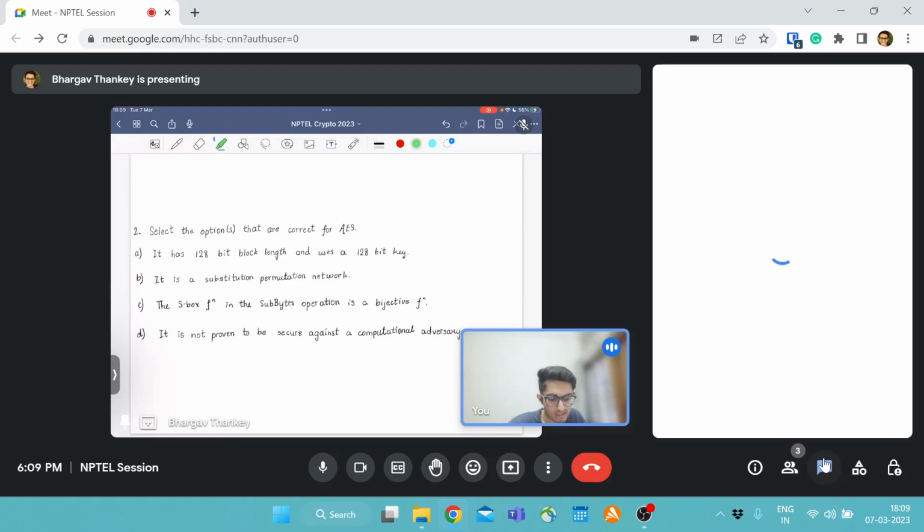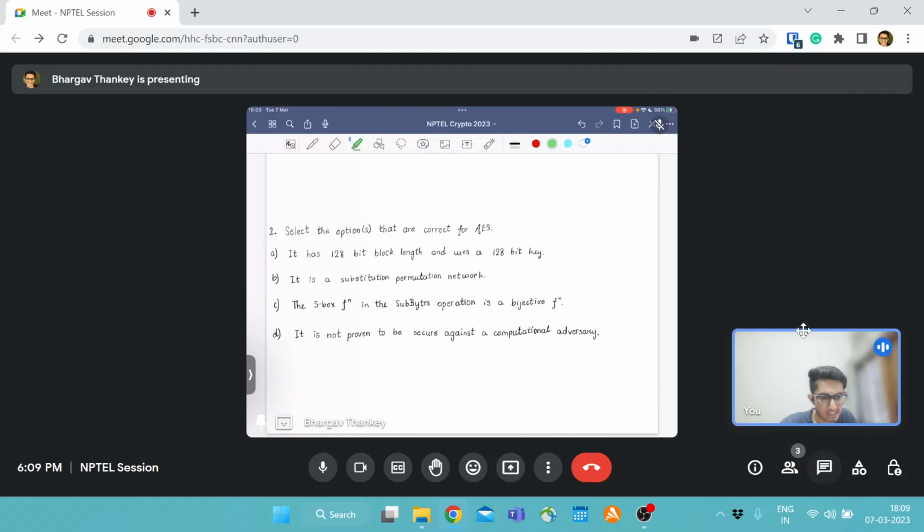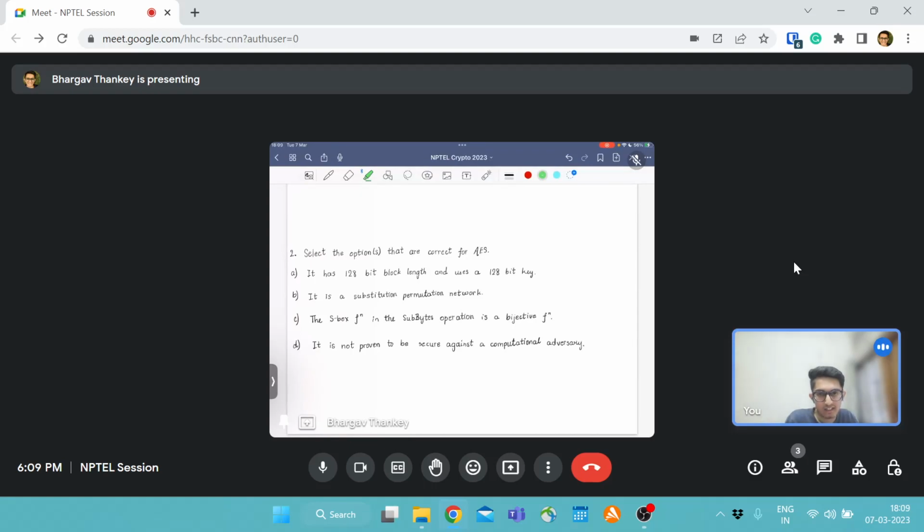Option A says it has a 128-bit block length and uses a 128-bit key. Well, this is not true, because DES has three different block lengths, and corresponding to each block length you have different key lengths as well. So A is not correct.